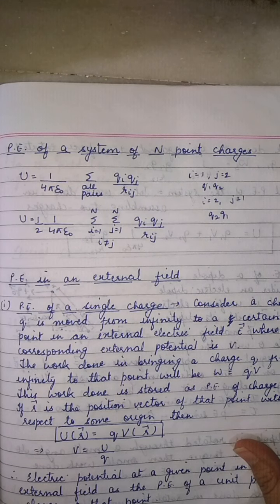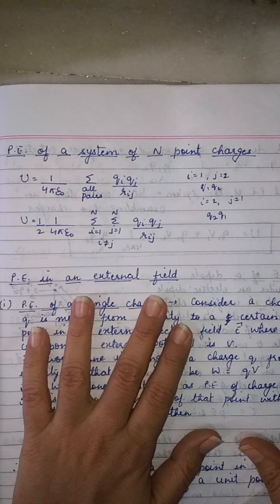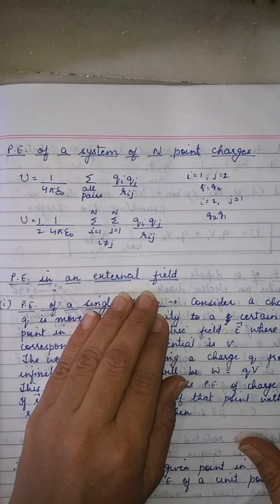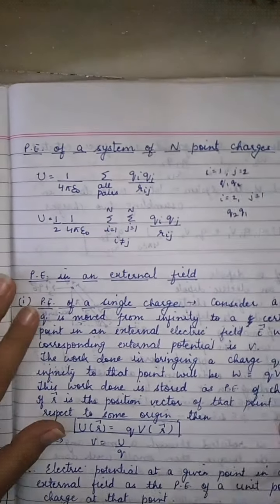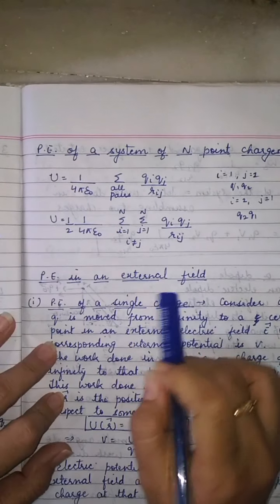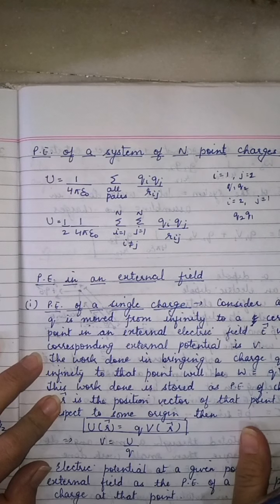In the previous class, we found out the potential energy of a system of charges. In that, the electric field present is because of those charges only. But if an external field is present and the charges are kept in that external field, then we'll find out the potential energy of the charge. So, potential energy in an external field. First is the potential energy of a single charge.